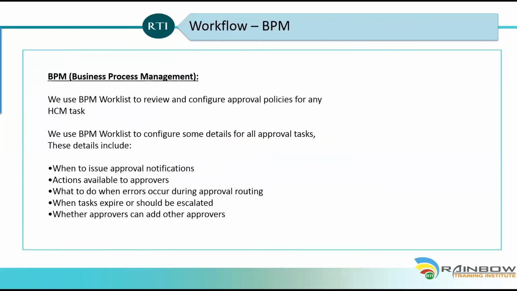We are going to learn how workflows are built in Fusion applications. Fusion uses a business process management worklist, which is built on top of Fusion middleware. It defines when to issue approval notifications and what actions approvers can take, whether they can approve, reject, or ask for more information, what to do when an error occurs during workflow approval, and what to do when workflow tasks expire after waiting a couple of months or a year, how to escalate, and whether approvers can add another approver. There are many things in approval management, and we are going to cover all of them in our workflow module discussions.